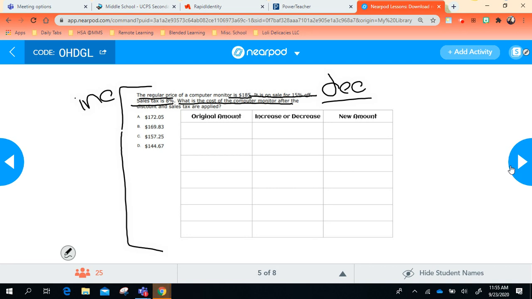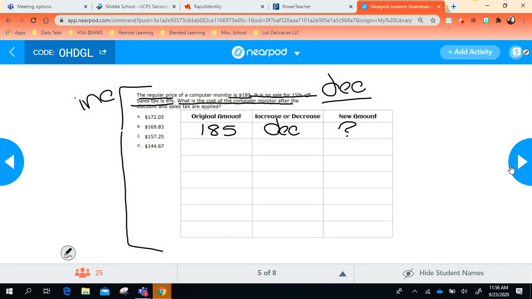So we're going to start the first step like normal. What is our original amount? $185. So we got $185, and is our first step an increase or decrease? It is a decrease. And do we know our new amount? No, we do not. Easy peasy. And I just remembered you guys did this with me last week, right? You guys started me off on charts last week.